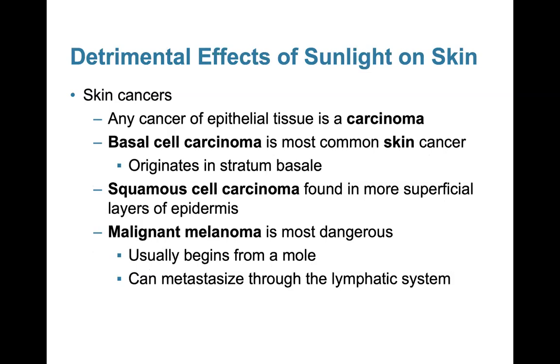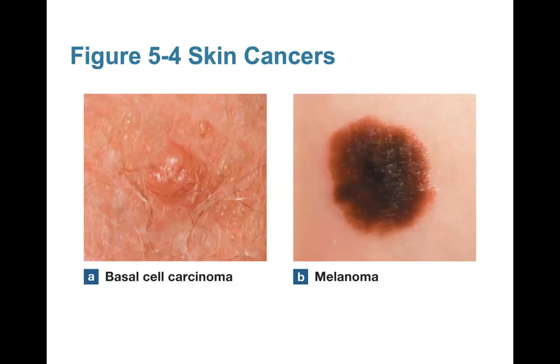Now, too much exposure to sunlight could be detrimental, and this can cause various types of skin cancers. Any cancer of the epithelial tissue is referred to as a carcinoma, and there are 3 types. Basal cell carcinoma is the most common skin cancer, and it originates in the stratum basale. Squamous cell carcinoma is found on the more superficial layers of the epidermis. And malignant melanoma is the most dangerous. This usually begins from a mole. It can metastasize through the lymphatic system and can actually cause cancer in various secondary sites. In A, you can see a basal cell carcinoma, and in B, you can see a melanoma.